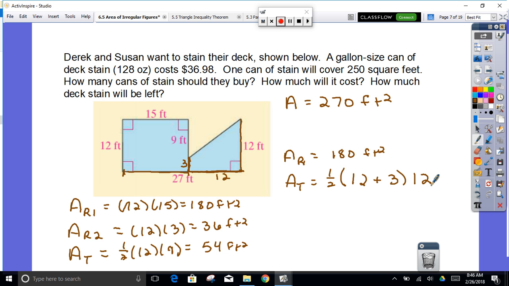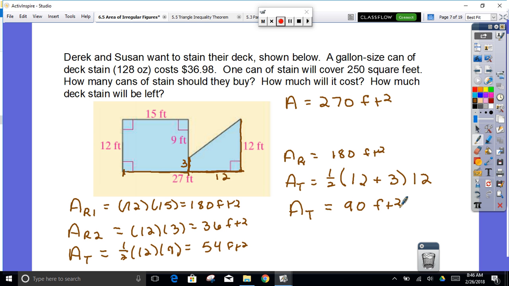12 plus 3 is 15, so we have half of 15. I'm actually going to do this different. I'm going to do half of 12 is 6, and then 6 times 15 would be 90. So you get that the area of the trapezoid is 90 square feet. Adding those together gives you 270 square feet.